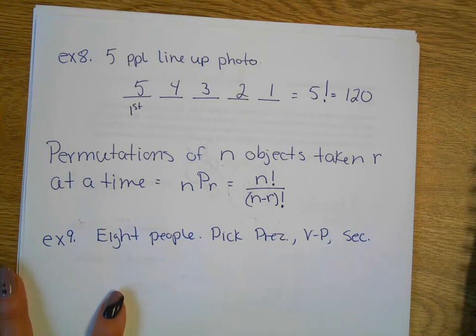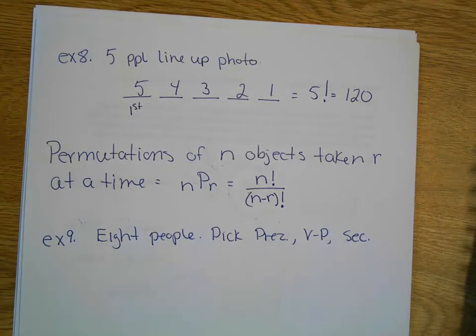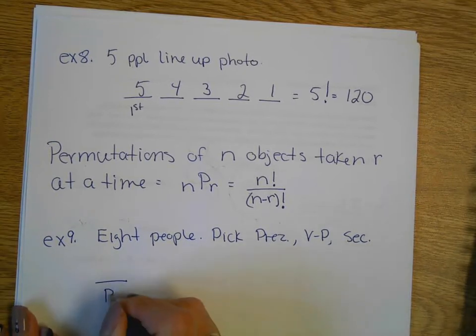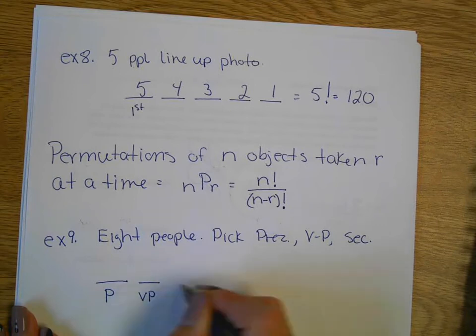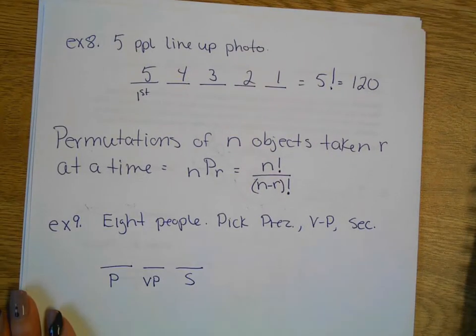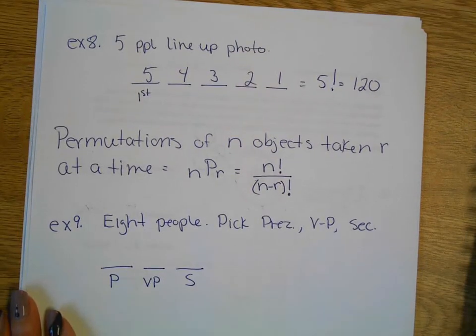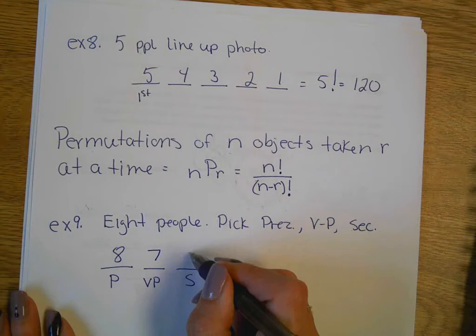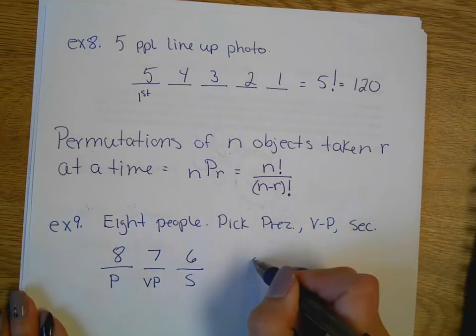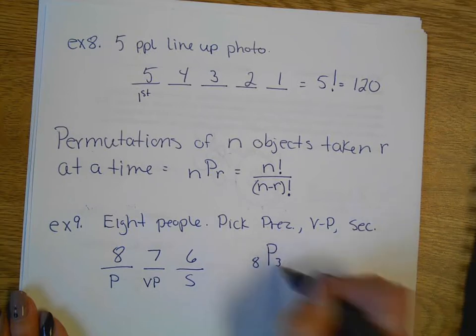Let me show you the 2 ways. I am stuck on the counting principle. That's where my brain likes to go. I see this as a 3-part experiment. I've got to pick my president, my vice president, and my secretary. How many ways are there to pick a president? You've got 8 people to pick from. I know I can't have the same person be the vice president, so how many options are there now? 7 and 6. I like this more than 8 nPr 3.